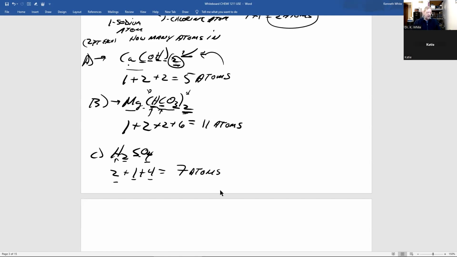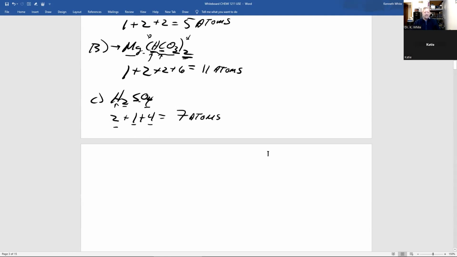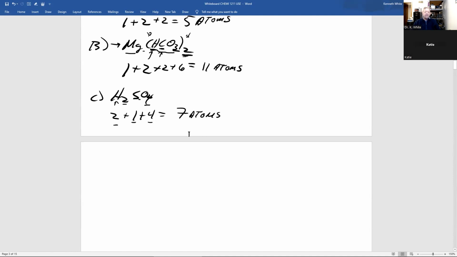And this is a skill you have. And when we go through the chapter, I don't know if I have it in chapter two, I might have to put some out, but we'll cover this again.